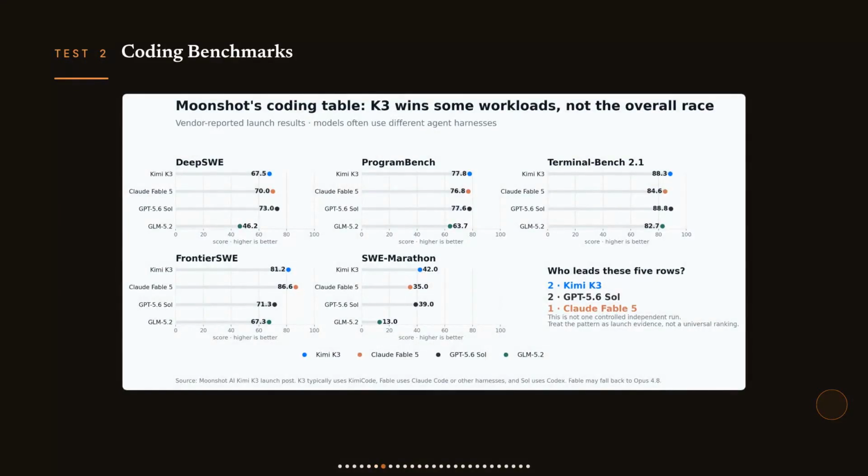Test 2 is coding benchmarks, and this is the one where price stops mattering for a second. You're shipping a feature, the model keeps failing on a tricky bug, and you're rerunning the same prompt over and over, burning tokens. SWE Bench Verified and Aider Polyglot are the two numbers that tell you which model actually solves the problem the first time.